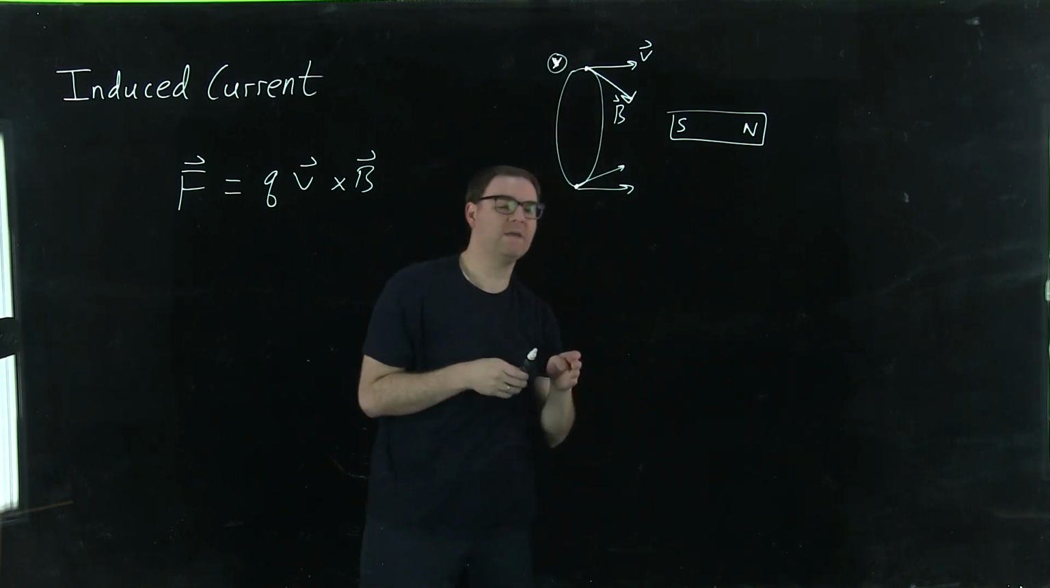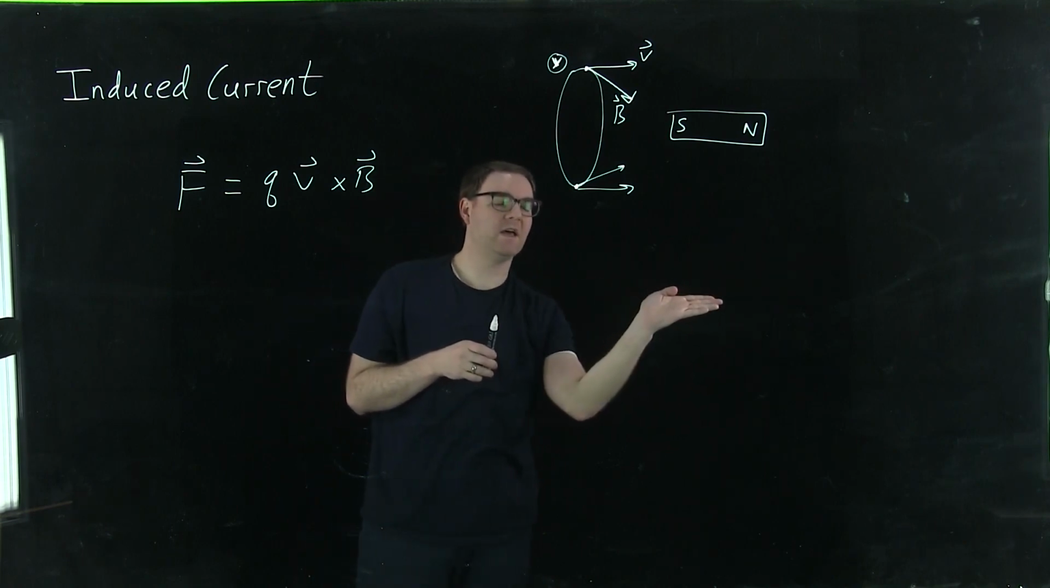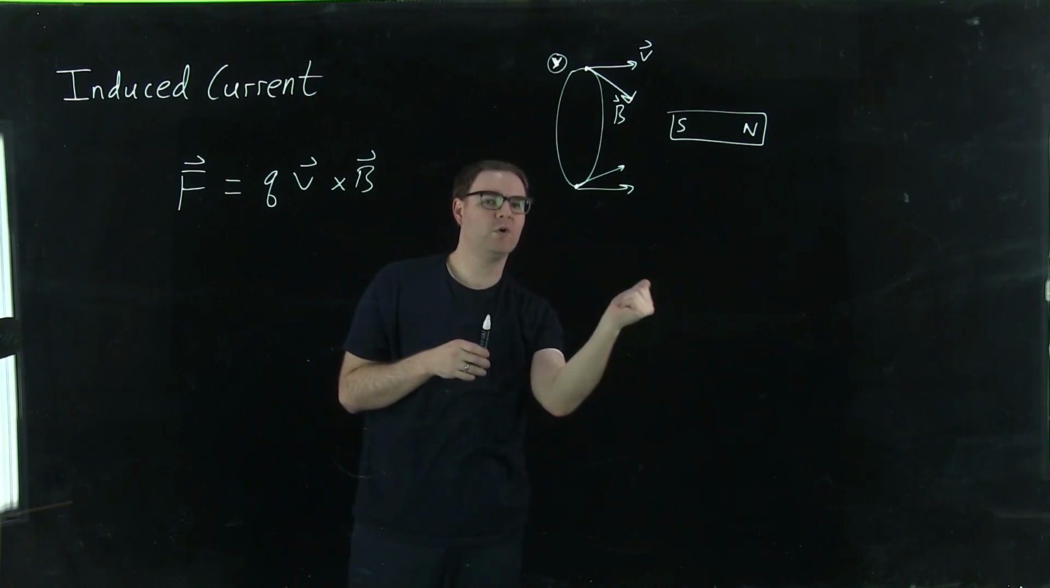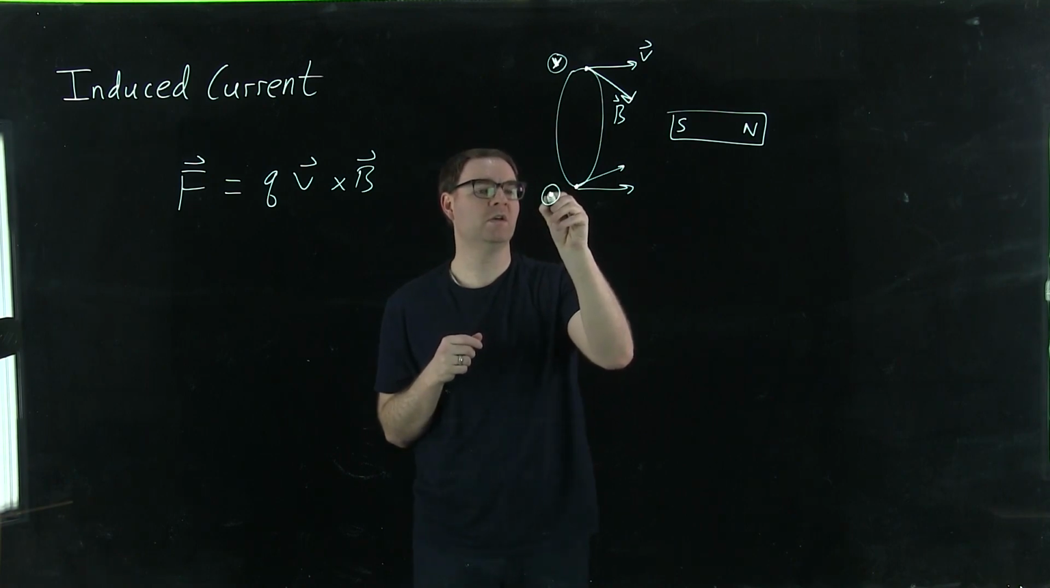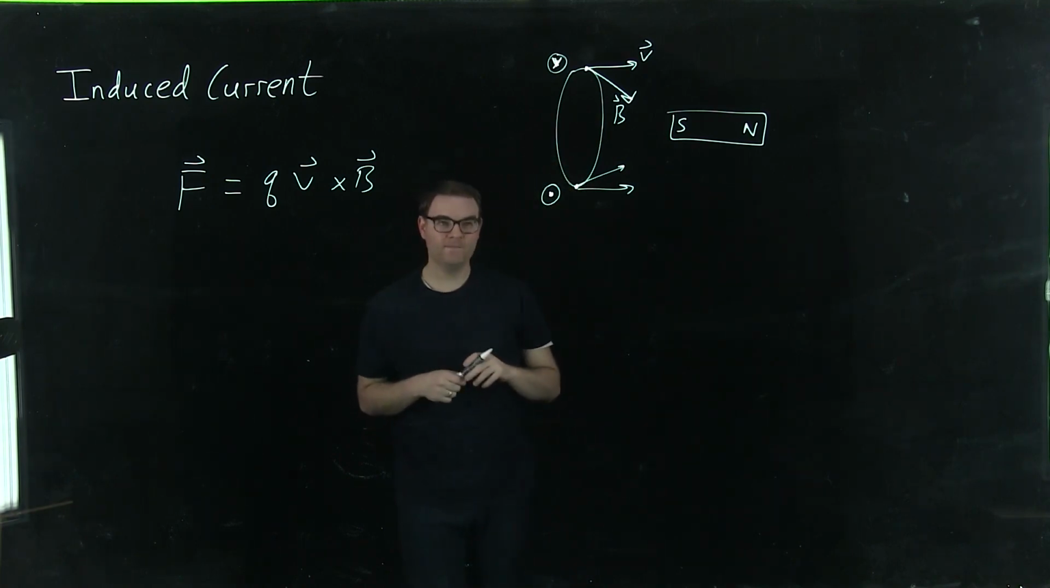And then if I go down to the bottom here, same pattern. V is to the right, B is a little bit upwards, so I'm going to get a magnetic force that is pointing out of the screen at me.